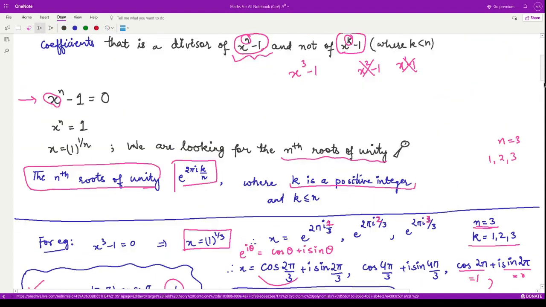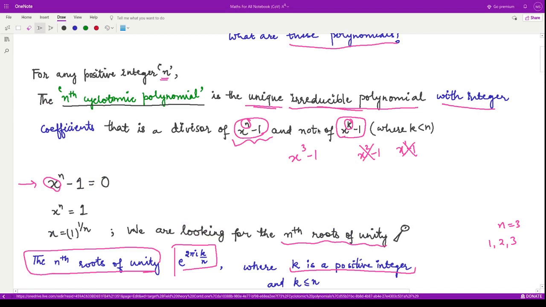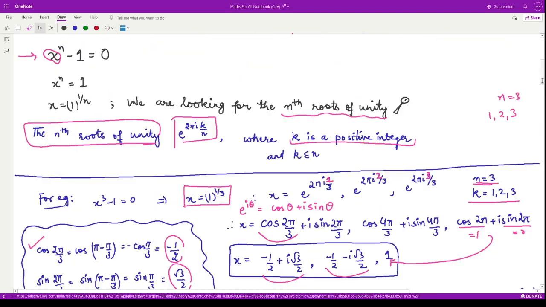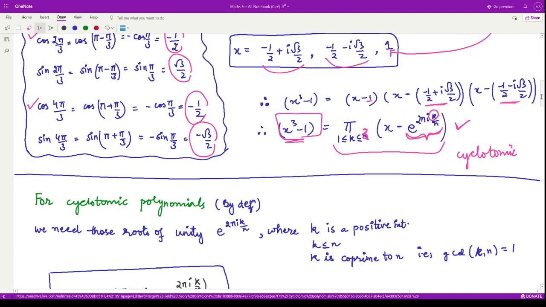So by definition, there is one thing that we are lacking. Whatever the coefficients you are writing, the product polynomials you are writing, they should not divide some lower factor of some lower power of x, like x to the power k minus 1, right? So let us understand it in this way.